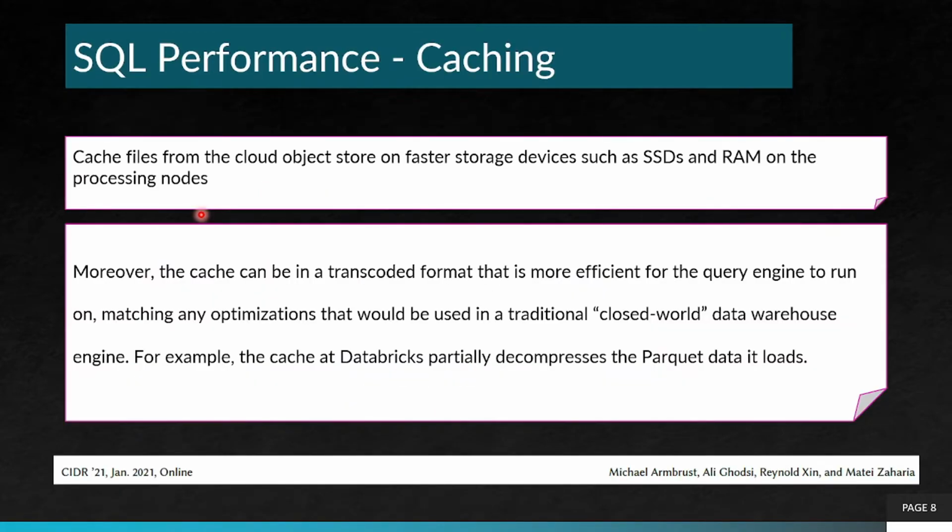Now, the SQL performance is of importance for the Lakehouse, and how it can be done is that you cache files from the cloud object store on faster storage devices such as SSDs and RAM on the processing nodes. Moreover, the cache can be in a transcoded format so that the query engine can run efficiently, like the cache at Databricks, which partially decompresses the Parquet data it loads.